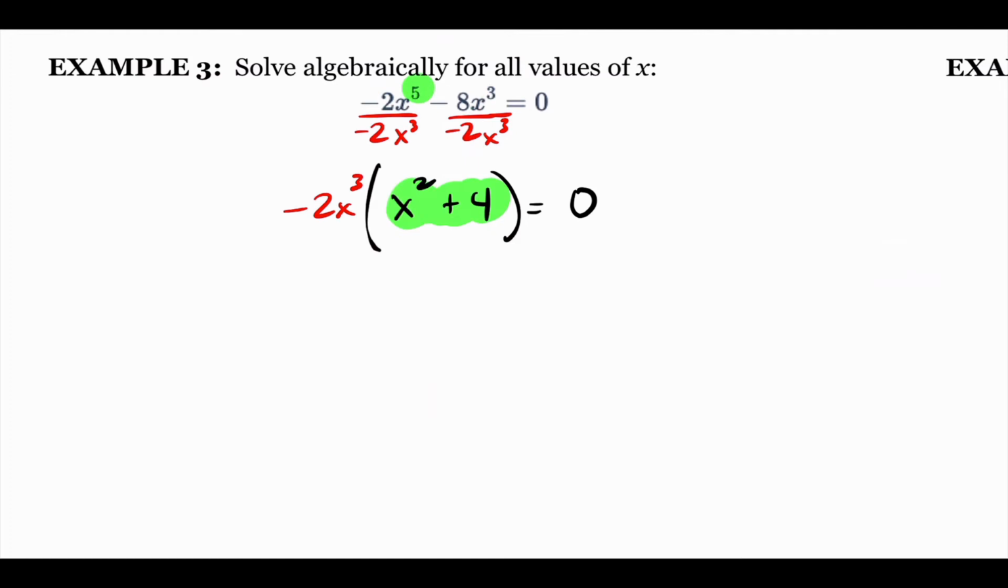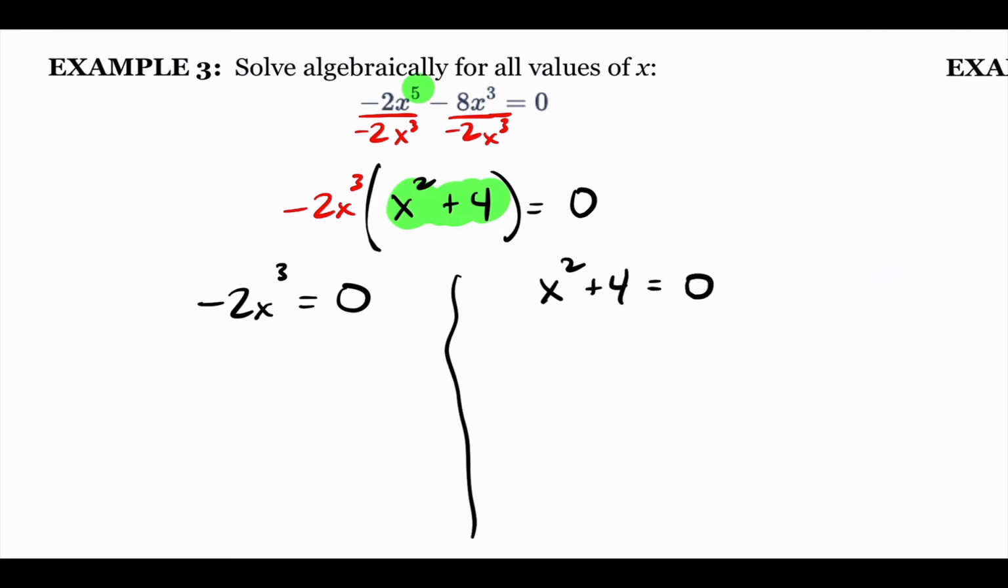We move to the next step. The next step says set everything that I have factored equal to 0. So I have 2 things: the GCF, and then what's inside the parentheses. I'm going to set those both equal to 0. So -2x to the third equals 0, and x squared plus 4 equals 0.